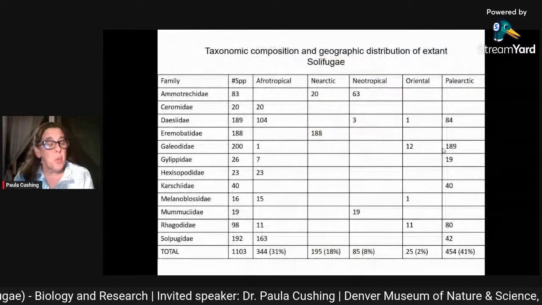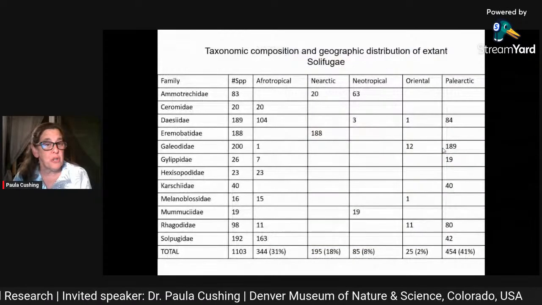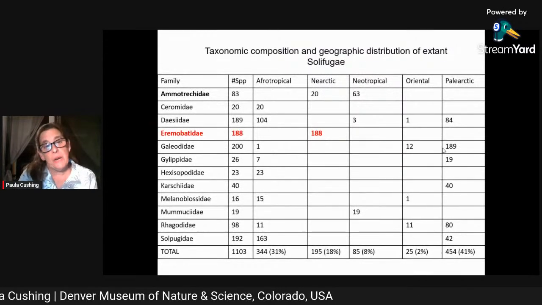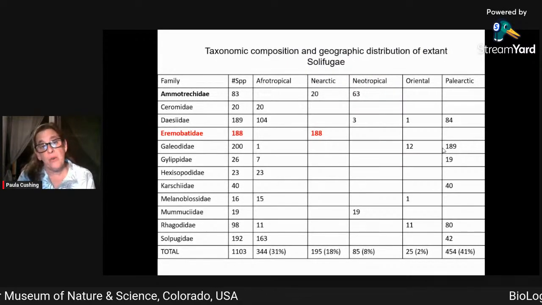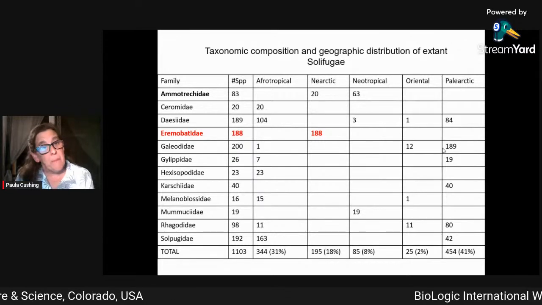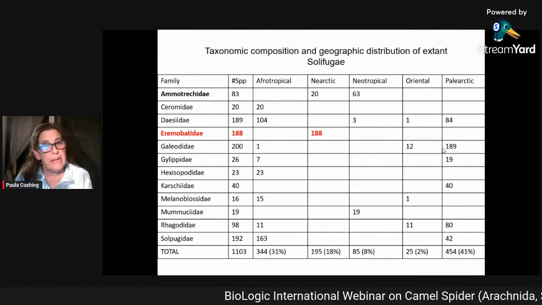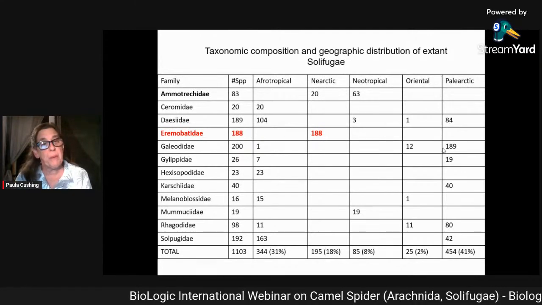As I mentioned, there are 12 different families in the order Solifugae, and there are two families, the Ammotrechidae and Eremobatidae, that are found in North America. My lab is focused on the biology, the phylogeny, and the taxonomy of one of those families, the Eremobatidae.